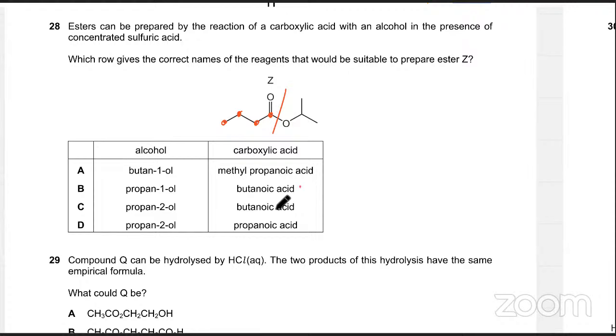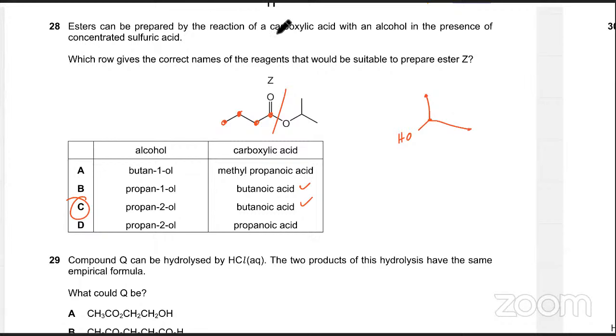So it's either B or C. And this other side will turn into an alcohol. What type of alcohol is this? It's got 3 carbon atoms and there is an OH on the middle one. So this is 1, 2, 3 prop, and it's on the second one. So it's going to be propan-2-ol. So it's going to be C. Is this clear? Yes.